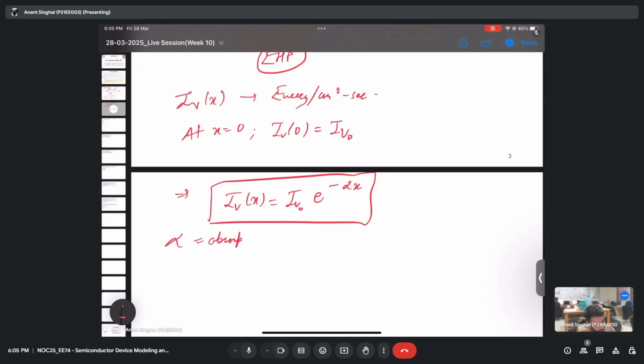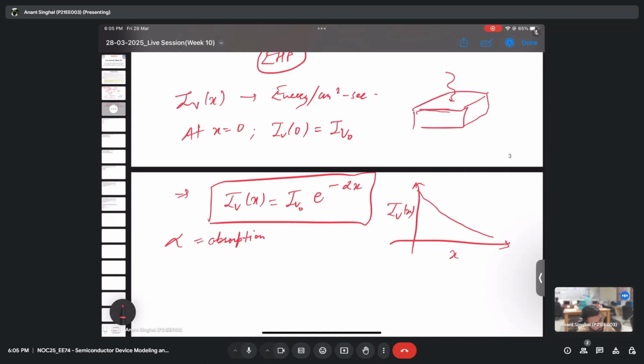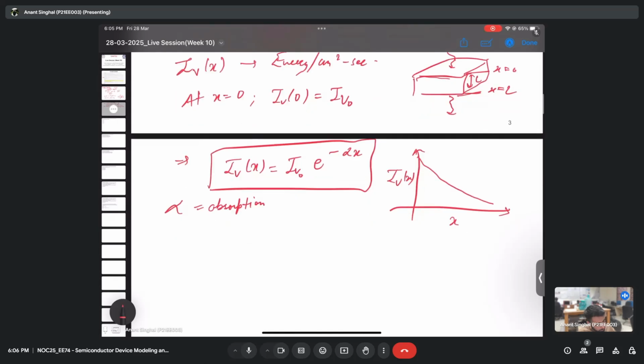So the more the distance, the lesser will be the intensity. I mean, the more the light goes inside the surface, it will be a decreasing exponential function. So this is I_ν at x and this is x. If I try to draw it, this is the surface of the semiconductor, x equals 0, and this is x equals some L, the distance in which the light will propagate or get absorbed. So this is the basic relation where alpha is the absorption coefficient.